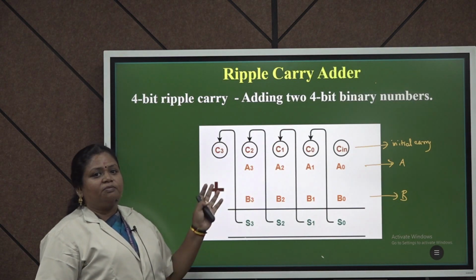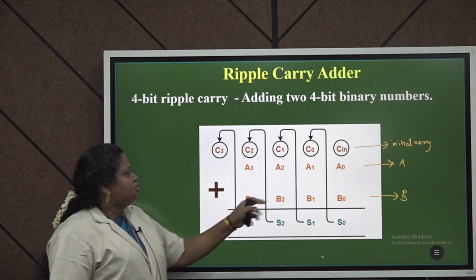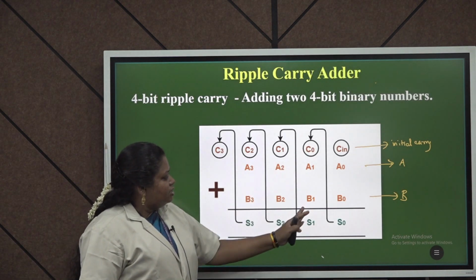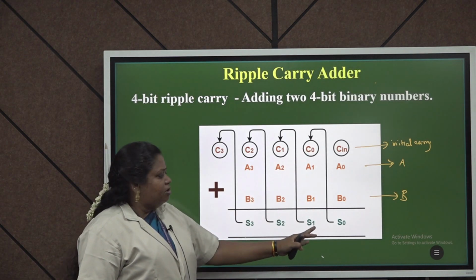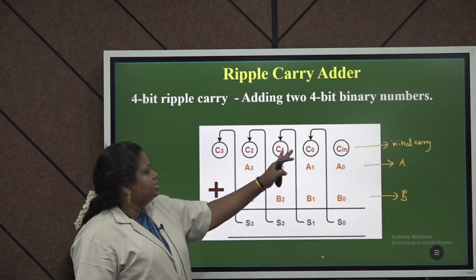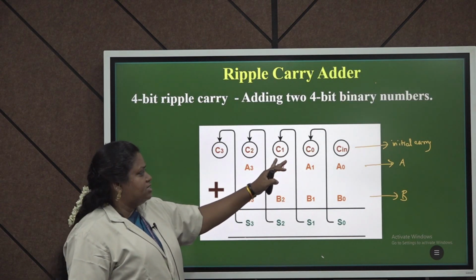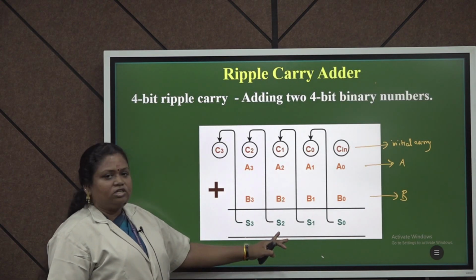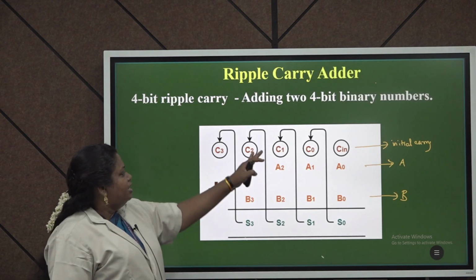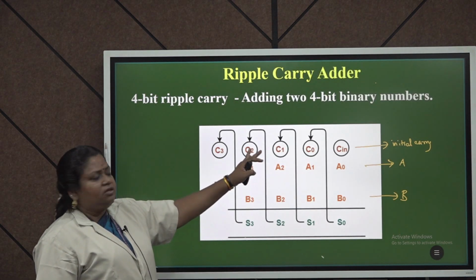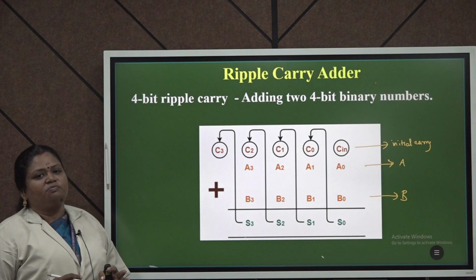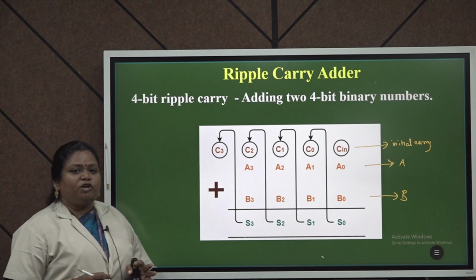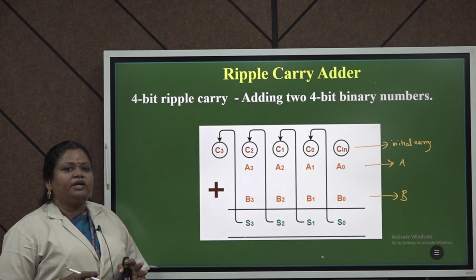This is what I have explained in the previous one with a simple example. In a similar way for the next process, the sum is dropped in the resultant side and the carry is propagated to the next stage. Similarly, S2 is dropped in the resultant side and C2 carry is propagated to the next stage. You have to observe here that the carry is being propagated from one stage to another stage.